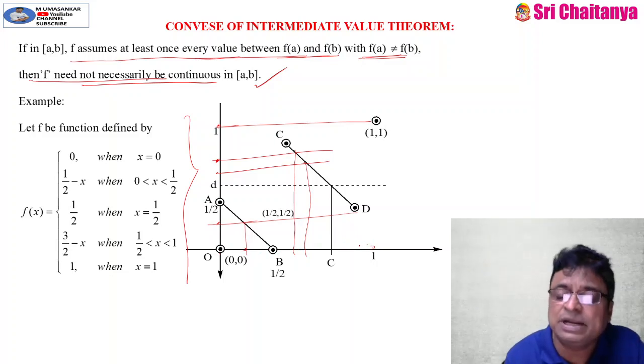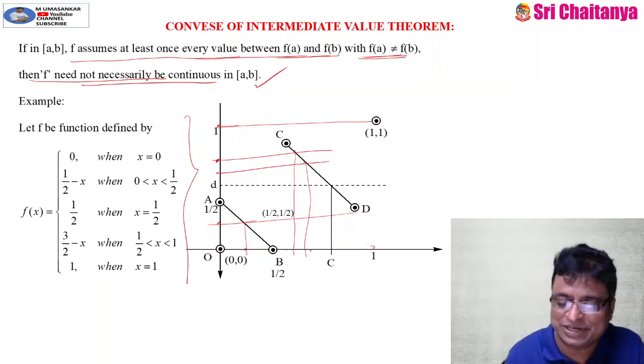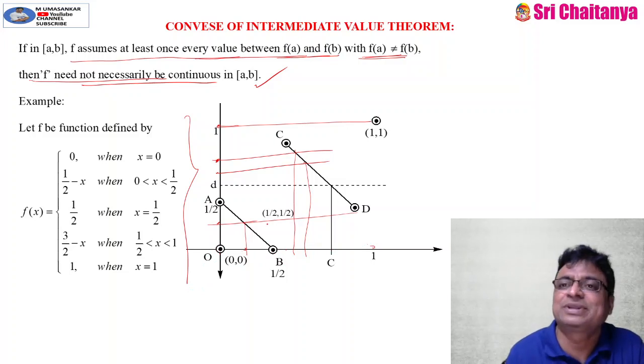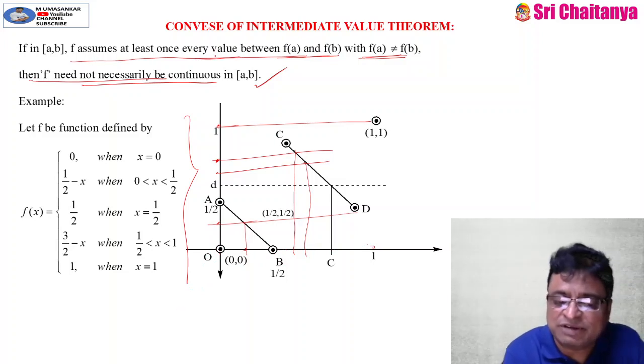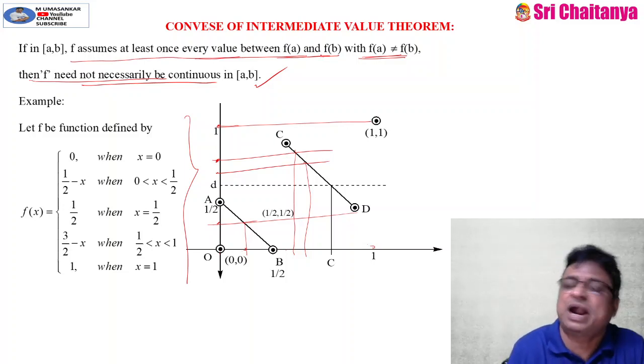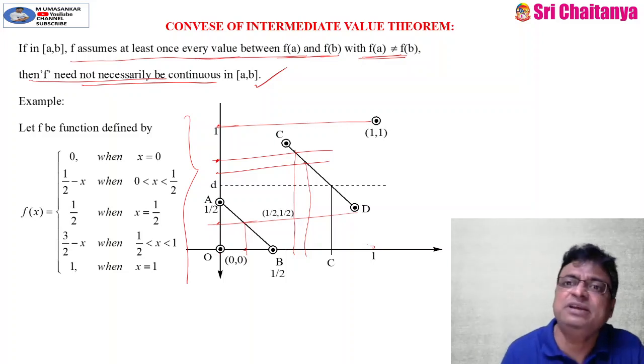But what happened here? The function is not continuous. See, gaps are there. It is not continuous at x equal to 0. It is not continuous at x equal to 1 by 2. So, though f assumes at least once every value between f of a and f of b, and f of a is not equal to f of b, f is not necessarily continuous. This is the converse of the intermediate value theorem.